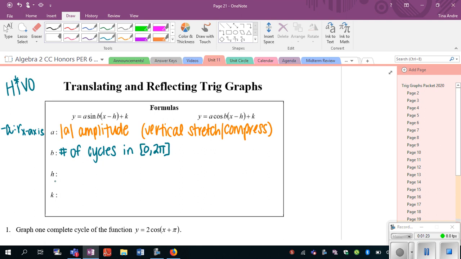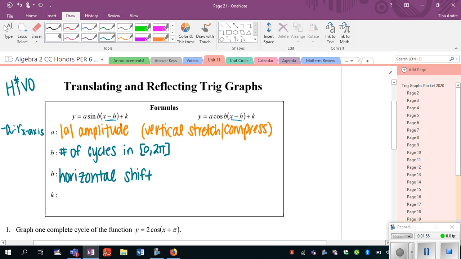And then the h value is the new part today. So the h value is going to be our horizontal movement, because notice that it's on the inside of the function. So horizontally, we do the opposite of what we would think to do. A horizontal shift, so the right or left movement, is the h value. And when I say we're going to do the opposite of what we would think, if it's a negative h, well, that means we're going to go right h. And if it's a positive h, then we're going to go left h units.